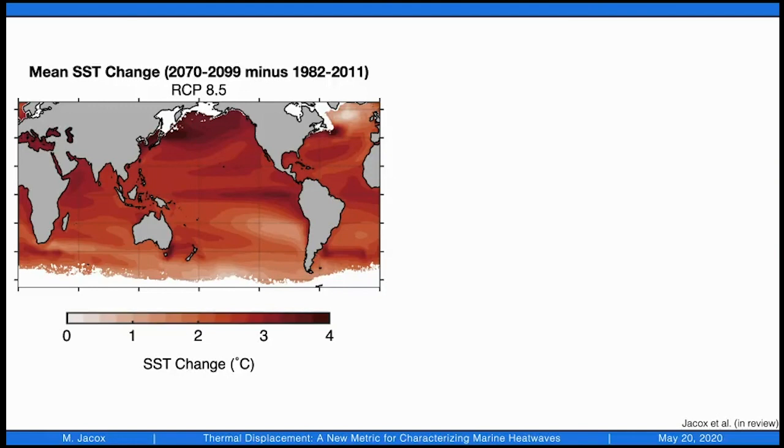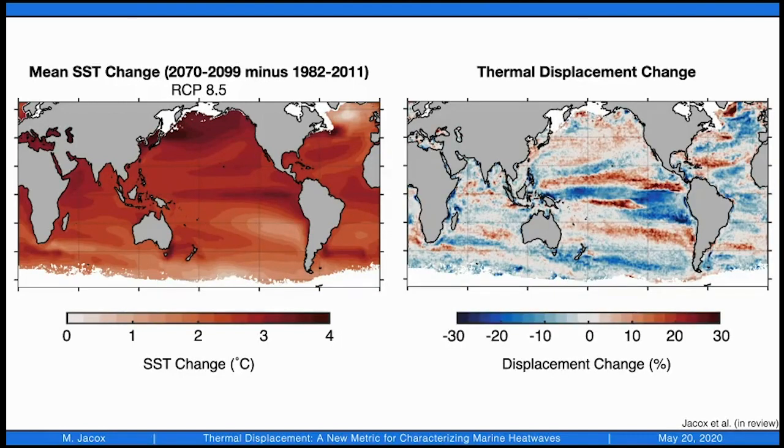And so what that does is it actually changes the sea surface temperature gradients, the mean sea surface temperature gradients in the ocean. And that translates to changes in this thermal displacement metric.